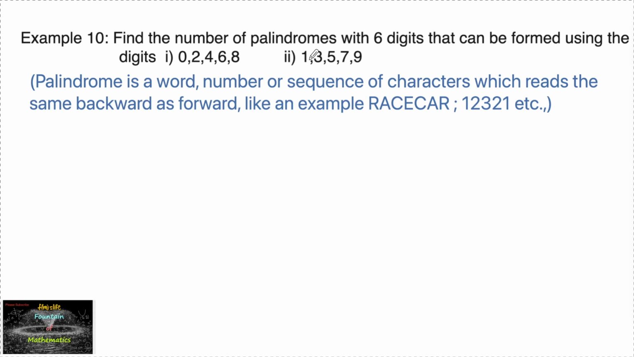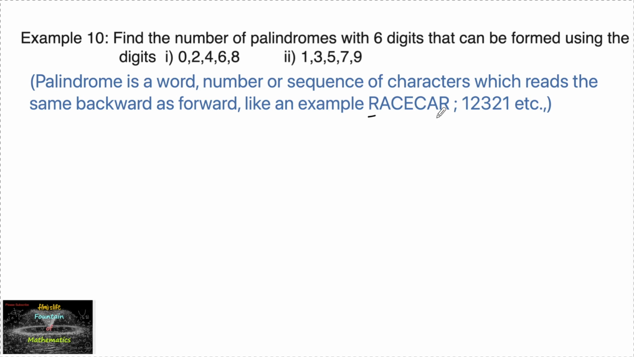Find the number of palindromes with 6 digits that can be formed using the digits: first, 0, 2, 4, 6, 8, and second, 1, 3, 5, 7, 9. So let us see first what a palindrome is. A palindrome is a word or a number or a sequence of characters which reads the same backward as forward. For example, race car.